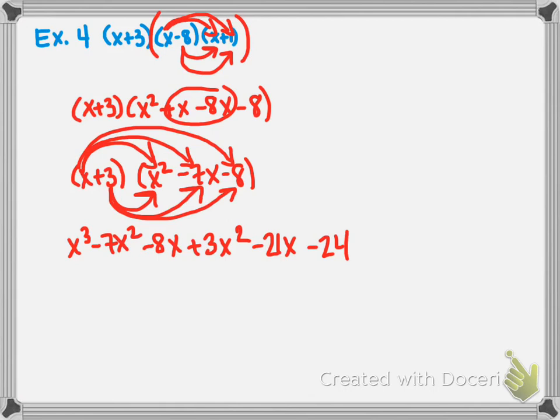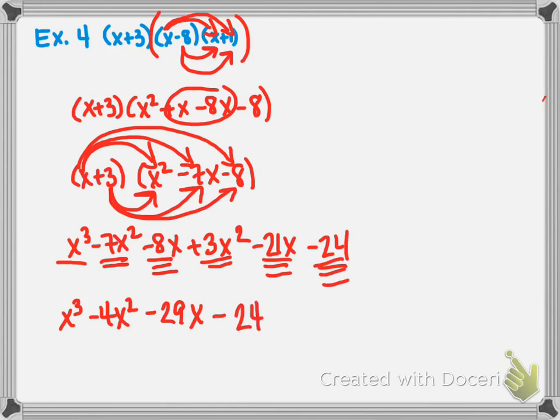Let's combine our like terms. So I only have one cubic term, x cubed. I have two quadratic terms. I have negative 7x squared and positive 3x squared. They combine to negative 4x squared. I have two linear terms, negative 8x and negative 21x. They combine for negative 29x, and the constant minus 24. So my product is x cubed minus 4x squared minus 29x minus 24.